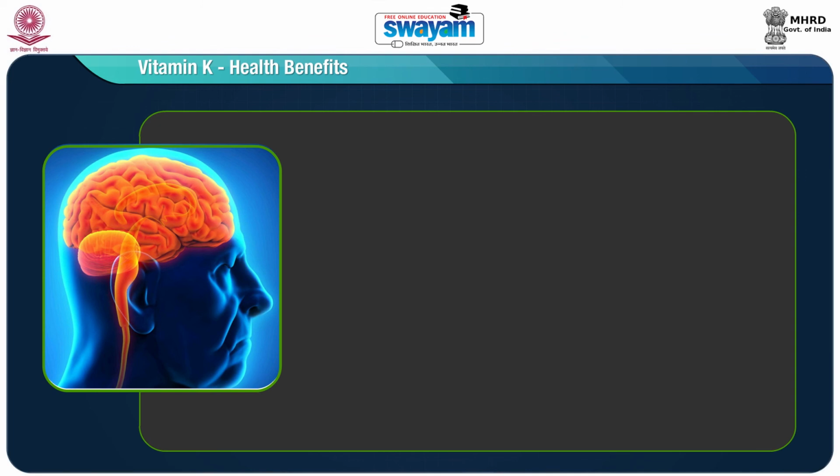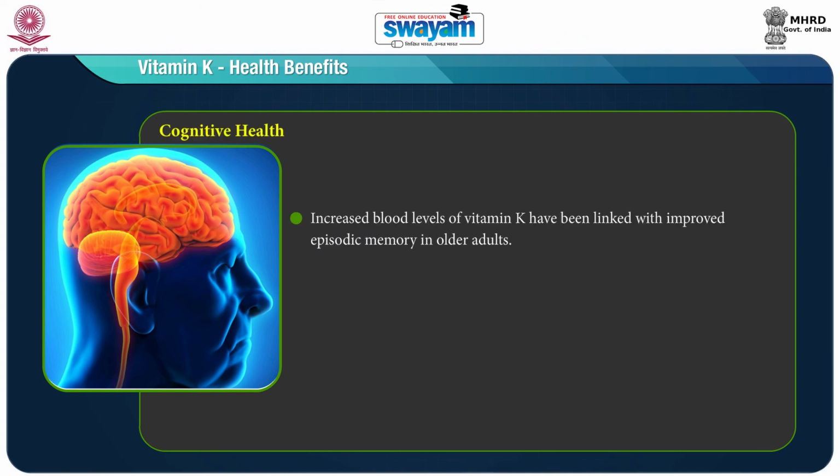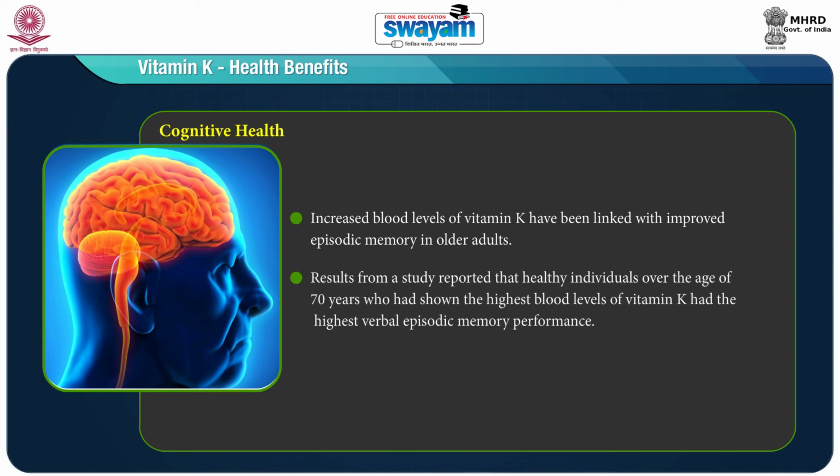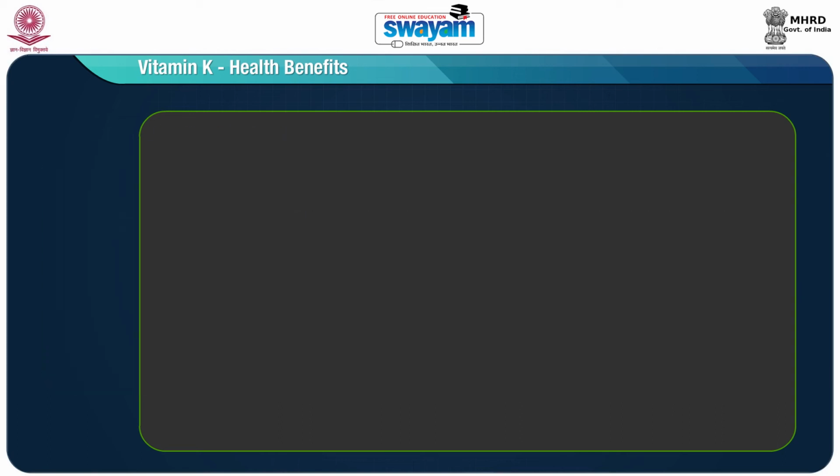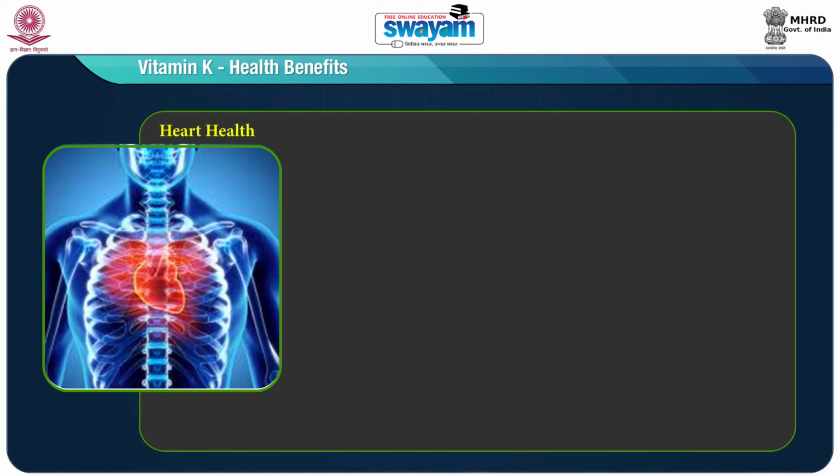Now, vitamin K and cognitive health. Increased blood levels of vitamin K have been linked with improved episodic memory in older adults. Results from a study reported that healthy individuals over the age of 70 years who had shown the highest blood levels of vitamin K had the highest verbal episodic memory performance. Role of vitamin K in heart health.